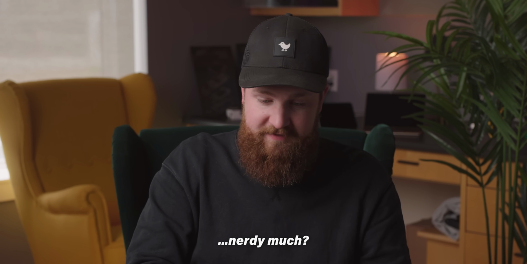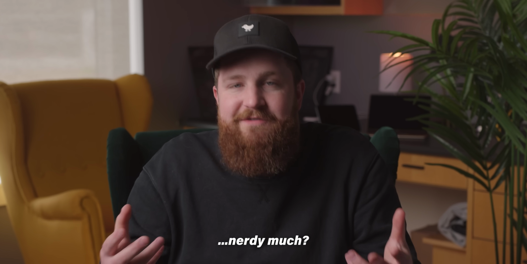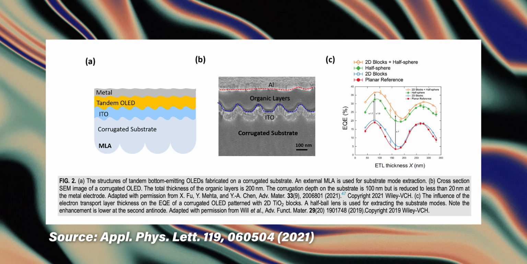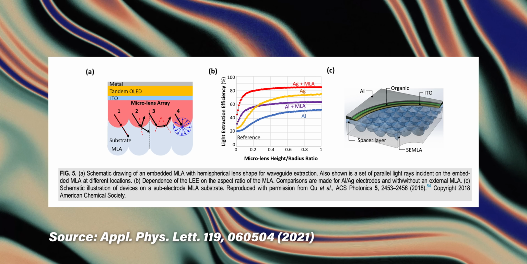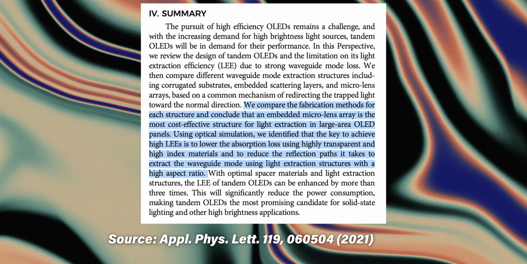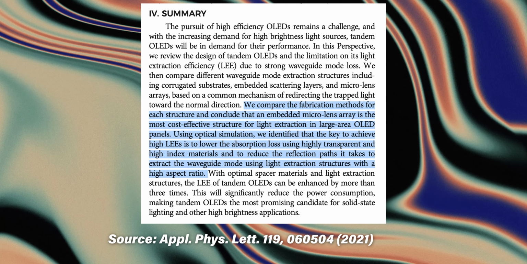Now, there have been a bunch of proposed solutions in research papers found scattered across the web that try to fix this issue. There's corrugated substrates, embedded scattering layers, micro lens arrays have been proposed, and more, each with varying levels of potential improvement, but also added manufacturing difficulty. And as recently as even just a few years ago, these were largely theoretical.